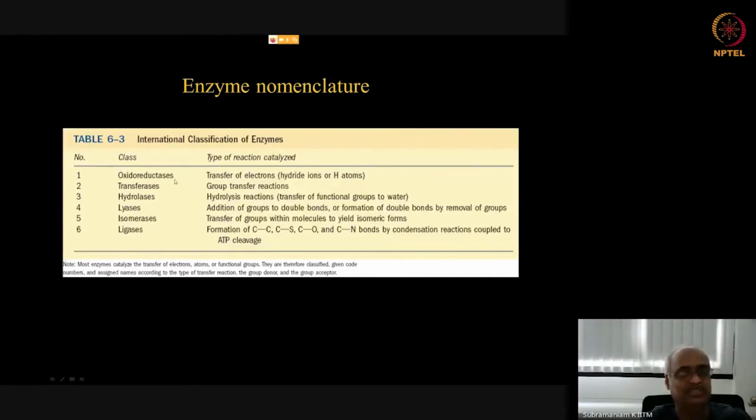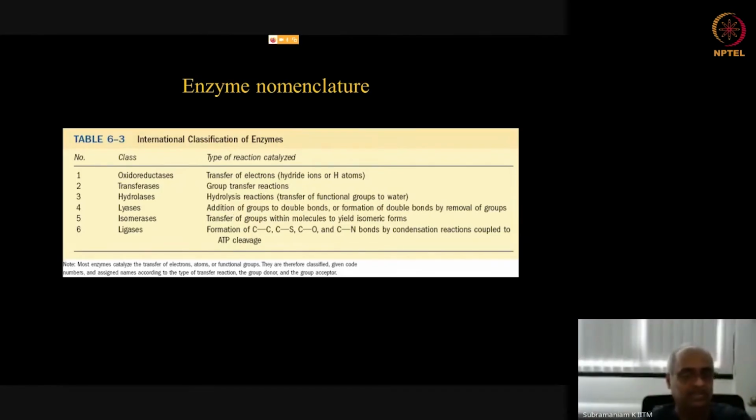The first one, oxidoreductases: transfer of electrons, either as hydride ions or protons. So those are the oxidoreductases. Either they oxidize or reduce. Okay, so electron transfer. And transfer of other groups is done by transferases. Okay, like the one that we saw in the previous example, transfer of a phosphate group.